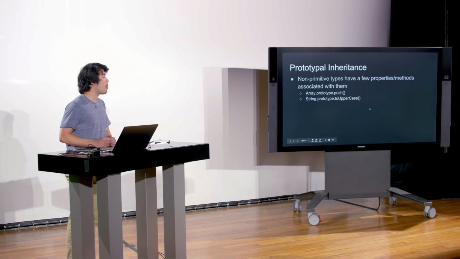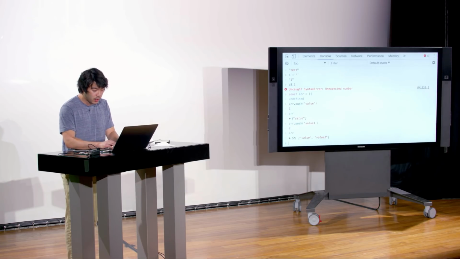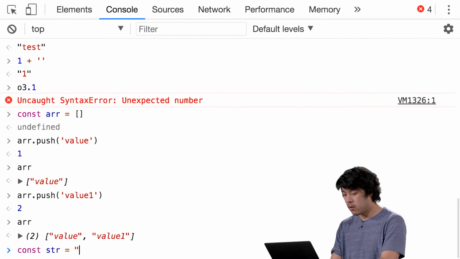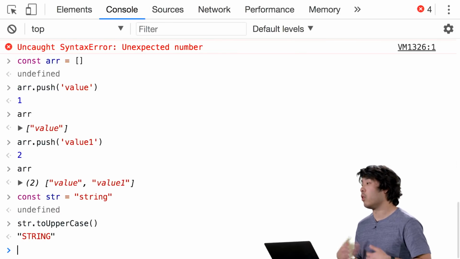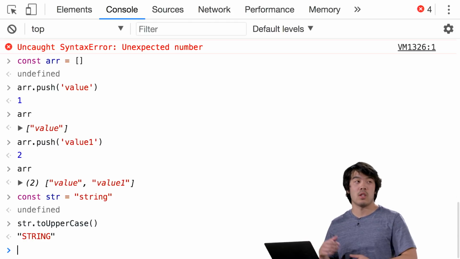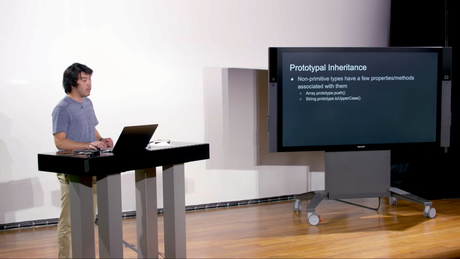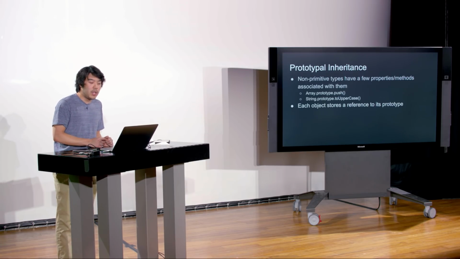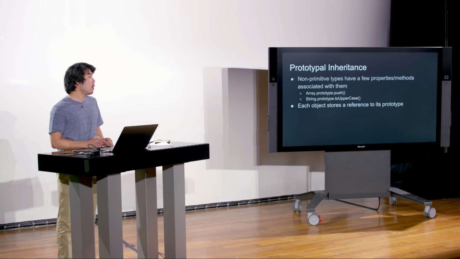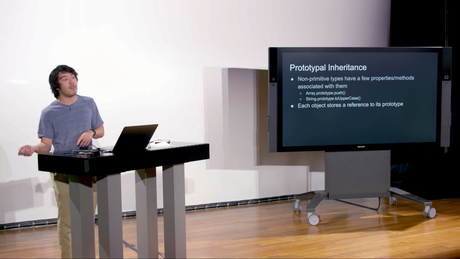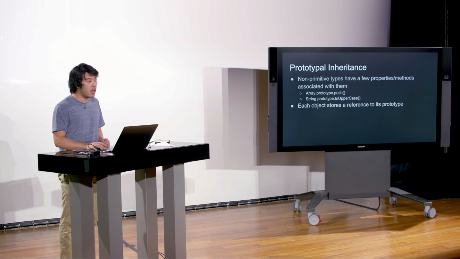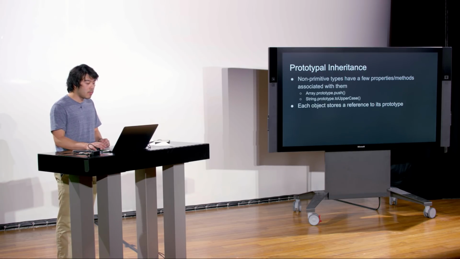Another one would be like String.prototype.toUpperCase. So say we were to have some string. If we did str.toUpperCase, now we're left with a new string with all uppercase. So these are just functions that we can invoke on any non-primitive that gives us something else. That is available to all non-primitives of a given type. So each object stores a reference to its prototype, meaning it knows about all of these methods, and it stores a reference to that object in order to know where the code to actually run these methods lies.